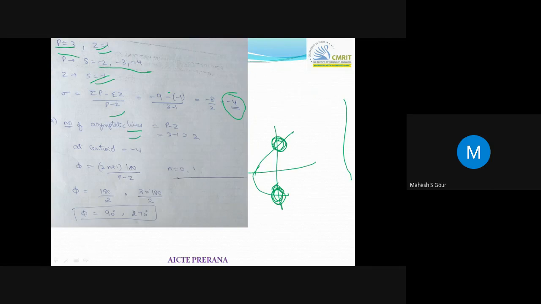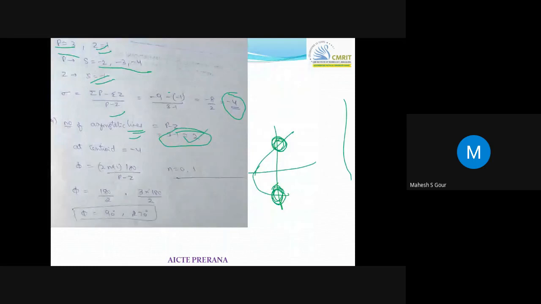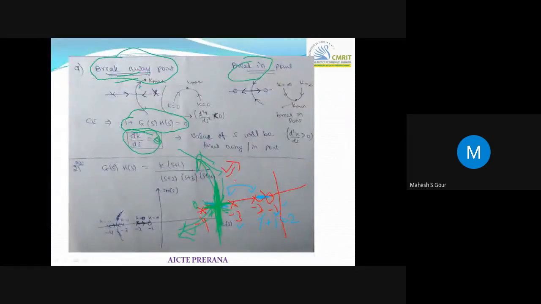Okay, so how many asymptotic lines? There are totally two. What are asymptotic lines? See, from here, how many ways will it go? One is this way and another one is this way. It will go in two directions because there are two poles, right? So totally there will be two asymptotic lines. The centroid is at -4, and at what angle should it go, meaning at what angle should it break?